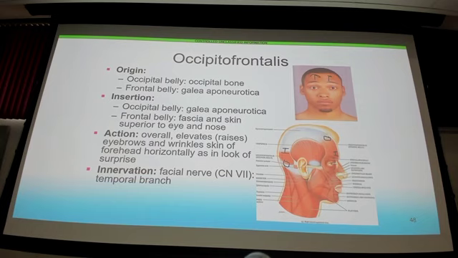The innervation for occipitofrontalis: with all of these, look at where the muscle is. Where's the muscle? It's up top. And if you know the branches from when we talked about them as cranial nerves, that's up by the temporal region. Well, let's see if that fits. Yes, it's cranial nerve 7, but specifically it's the temporal branch, or temporal nerve.